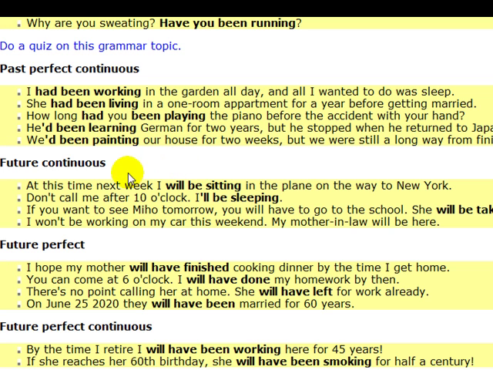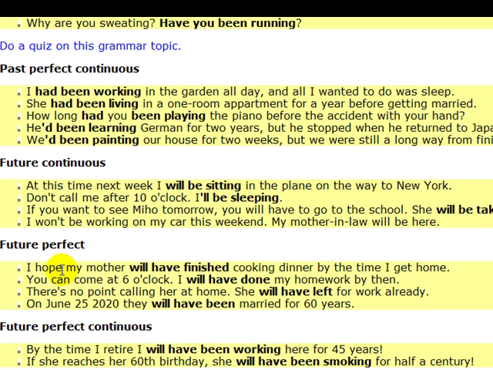Then we go to the future continuous. At this time next week, I will be sitting in the plane on my way to New York. I will be sitting. Future continuous. Don't call me after 10 o'clock. I'll be sleeping. Very good. Then we have sort of a negative form. I won't be working on my car this weekend. My mother-in-law will be here.